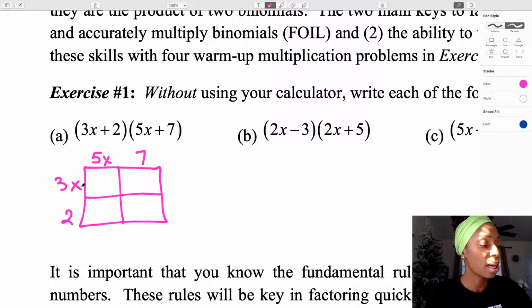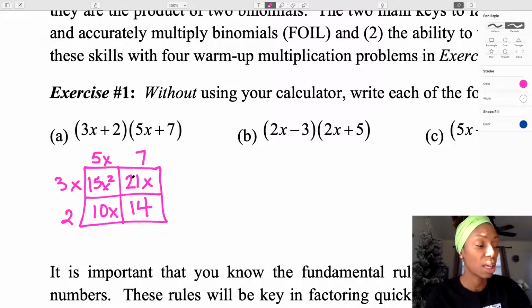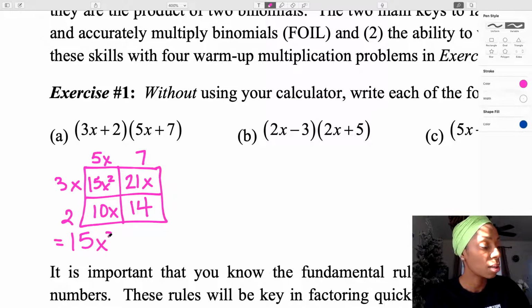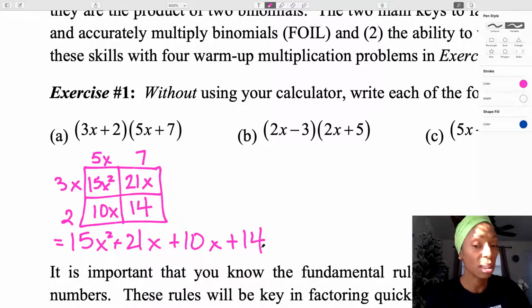So 5x times 3x is 15x squared. 3x times 7 is 21x. 5x times 2 is 10x. And 7 times 2 is just 14. So the area of this box will be the sum of each of these pieces. So 15x squared plus 21x plus 10x plus 14.